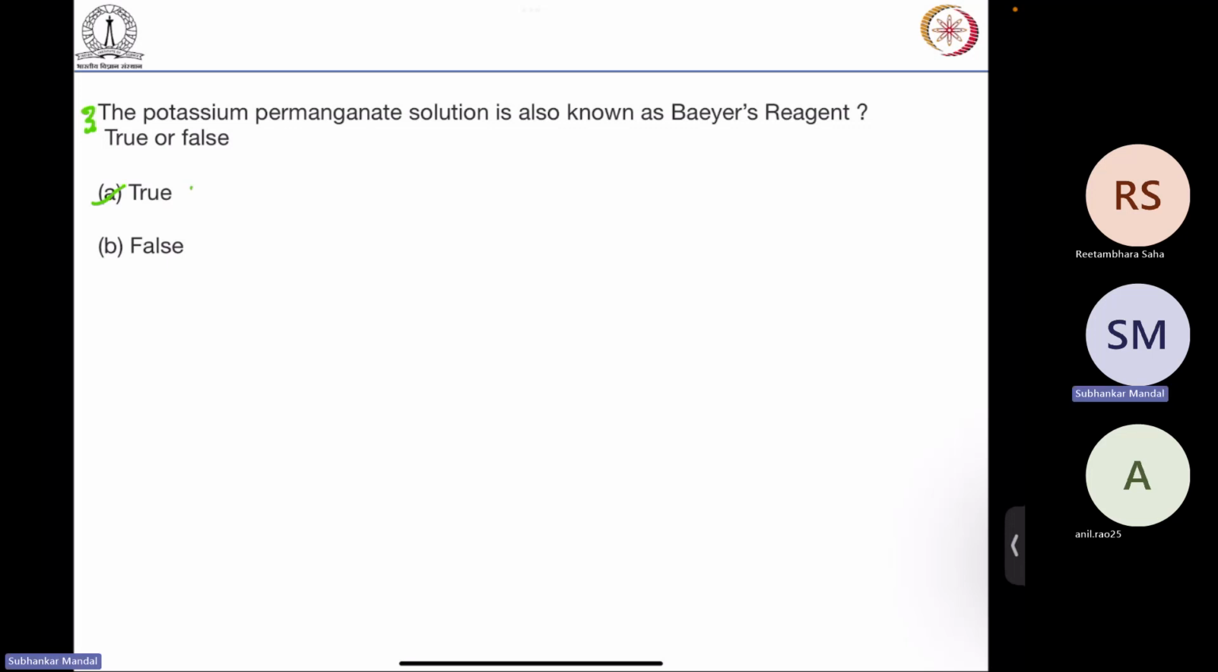I think we have learned these things in BSc or school time. Bayer's reagent, for which purpose did we use it? Yes, the unsaturation test, correct.